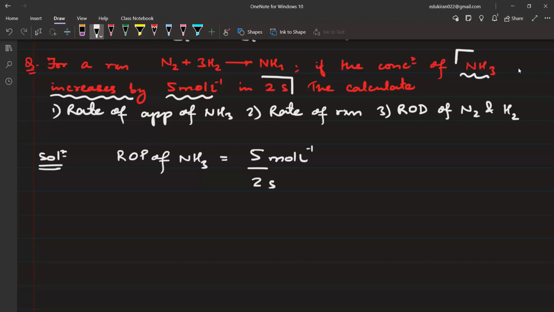There will be a change here. It will be 2 NH3, because if you want to balance this, it will be 2 NH3. Now please see, I can write the rate of reaction in terms of NH3 as 1/2 multiplied by ROP of NH3.